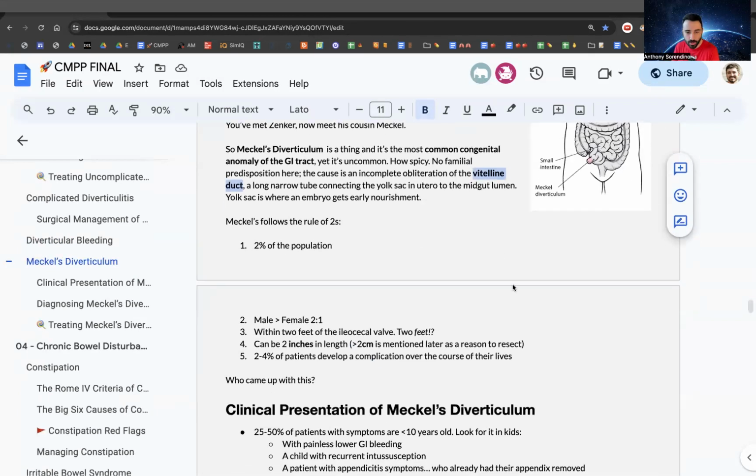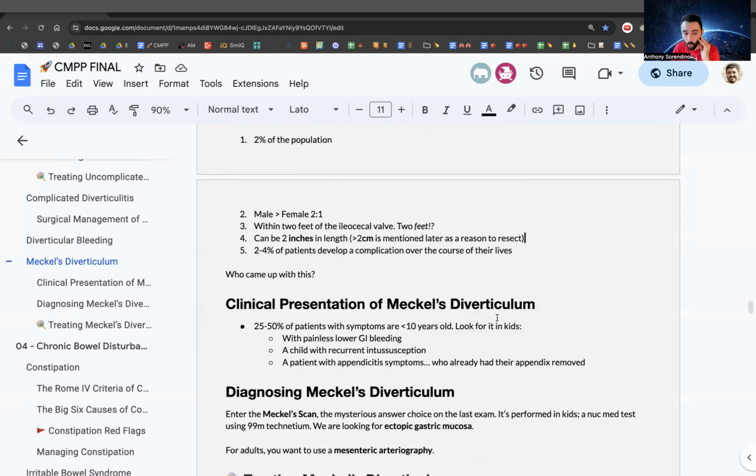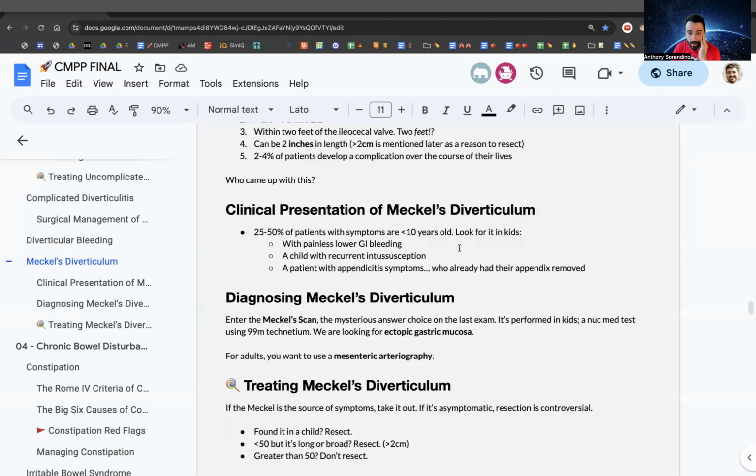There's this rule of twos. I'm not a huge fan of this. Let me see if I can remember. It's 2% of the population. It's male over female 2-to-1. It can be 2 inches, or I think it was said 2 centimeters. It can be within 2 feet of the cecum, and 2 to 4% of the population get complications. Is that everything? Yes. Cool. I'm sure there'll be a question on that.